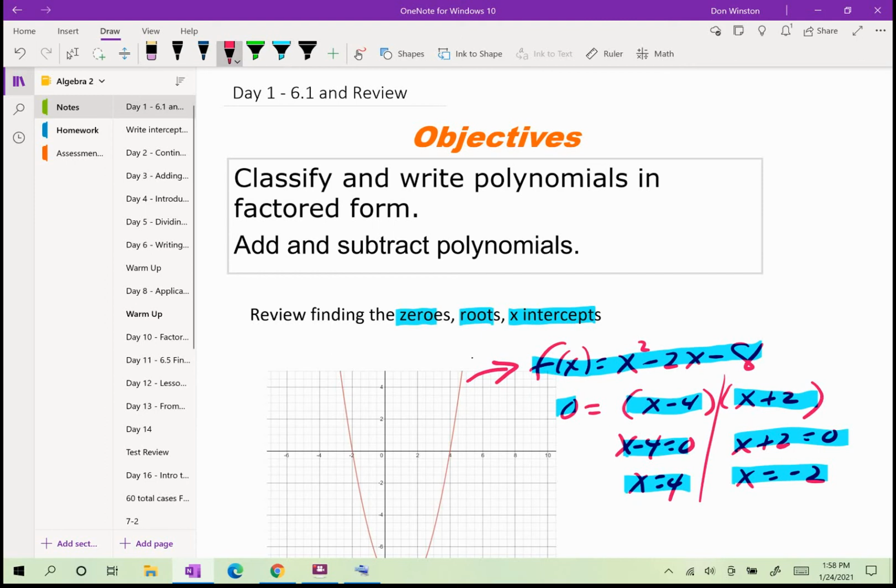So remember graphing the quadratics. So my root, or 0, was 4. And then my other root, or 0, was negative 2. And you can see that. That's where the quadratic crosses the x-axis. The x-intercepts, the roots, the zeros. So we did a lot of that in Chapter 5.